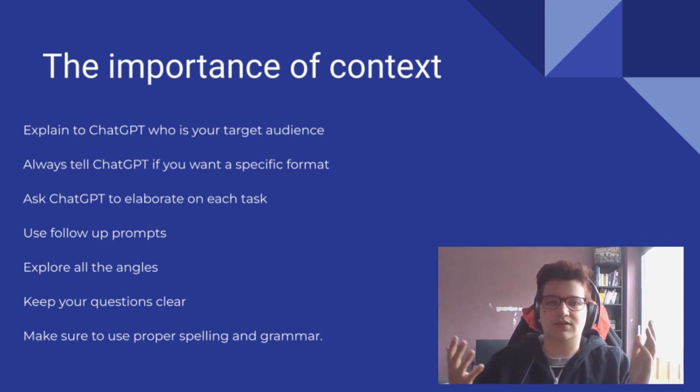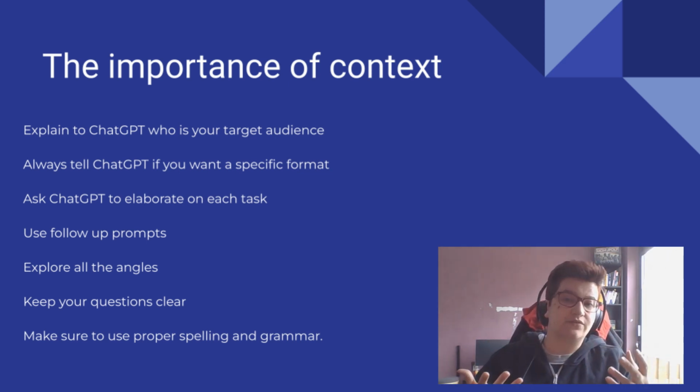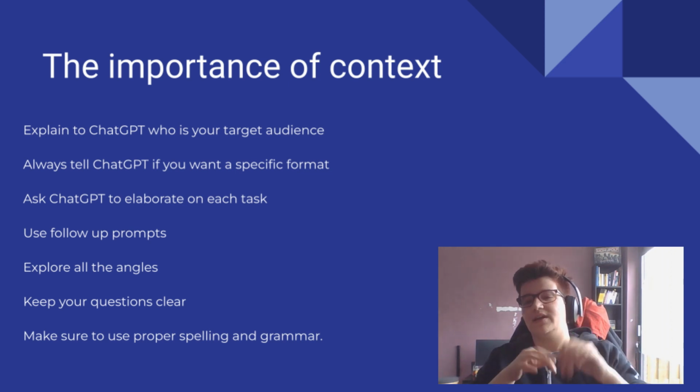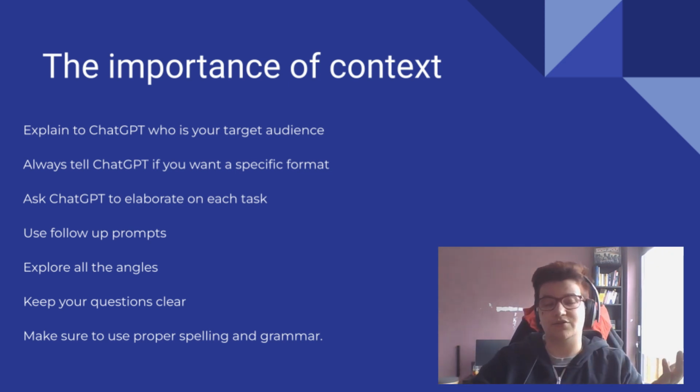So keep your questions clear. You can ask multiple things at once, but it cannot be confusing. So make it natural in the conversation. If GPT gave you a solution about the mosquitoes, you can say, okay, how do I make sure it doesn't happen again in the future, for example. Also make sure you use proper spelling and grammar so there's no confusion.